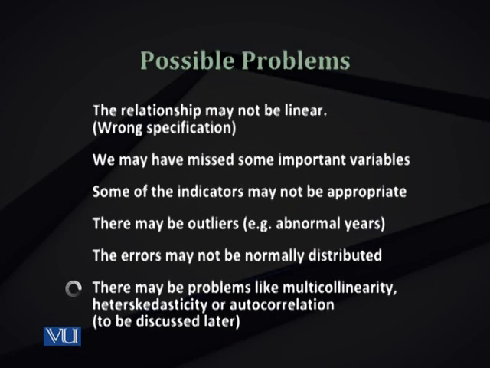So first, you have a wrong specification. Second, you may be missing some variables. Third, you may be using inappropriate instruments or inappropriate indicators of some concepts that you visualized or thought of. You may have outliers or abnormal values. In abnormal years, the errors may not be normally distributed. And there may be problems like multicollinearity, heteroscedasticity, and autocorrelation. So as I told you, these regression statistics are very good. They seem to be nice, but you have to be careful to address all these issues that we discussed after discussing the regression output.